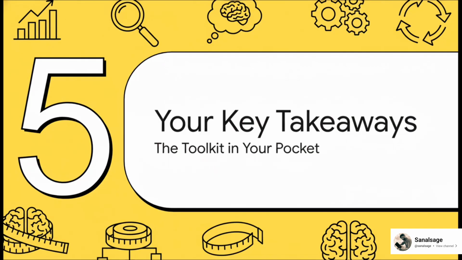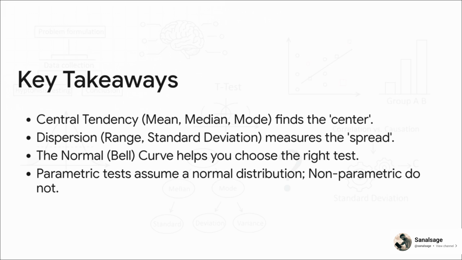Phew, we have covered a ton of ground. So let's slow down and wrap things up by summarizing the key tools that you now have in your mental toolkit. Here are the absolute essentials. First, central tendency. That's your mean, median, and mode. Tells you where the center of your data is. Second, dispersion. Using tools like the range and standard deviation tells you how spread out that data is. Third, that famous bell curve often acts as the gatekeeper for which test you should use. And finally, just remember, parametric tests have strict rules about that curve, while non-parametric tests are the flexible, come-as-you-are alternative.